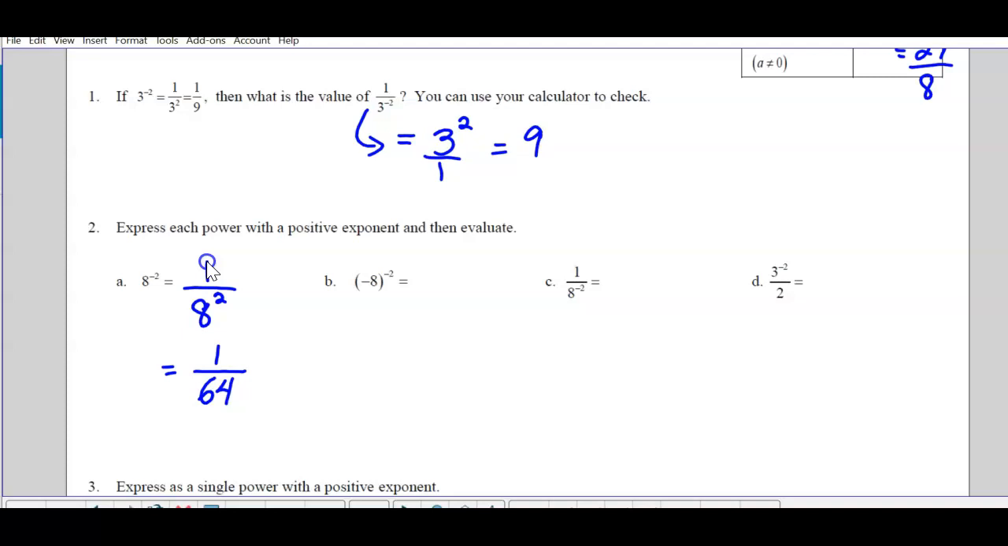If there's brackets in the original, then you just keep the brackets when you do the flipping, right? So it'll be 1 over negative 8 to the positive 2. Very similar to this one, but there are brackets around negative 8. So that goes to the denominator. And then you evaluate. Right? It says evaluate, which means you find the value. The word's right in there. Okay? So that's going to be 1 over negative 8 squared, which is positive 64. So those have exactly the same value. Okay? Even though one's a positive base and one's a negative.